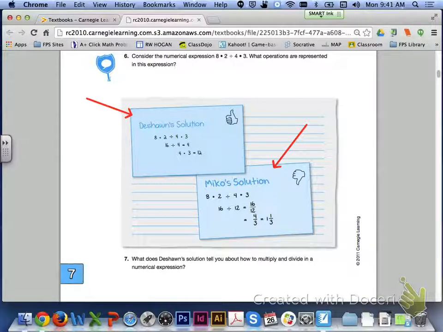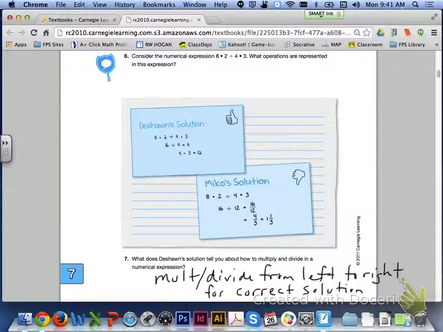So if you take a look down at number 7, it says, what does Deshaun's solution tell you about how to multiply and divide in a numerical expression? Go ahead and answer number 7. So if I only have multiplying and dividing for an order of operations problem, I am going to multiply and divide from left to right in order to get the correct solution, much like I did with adding and subtracting.